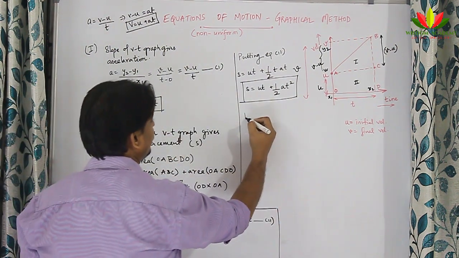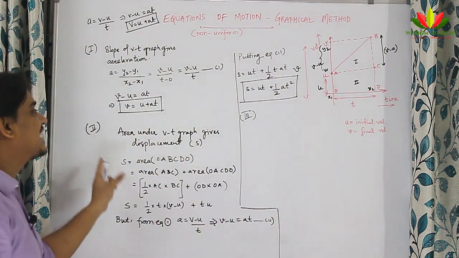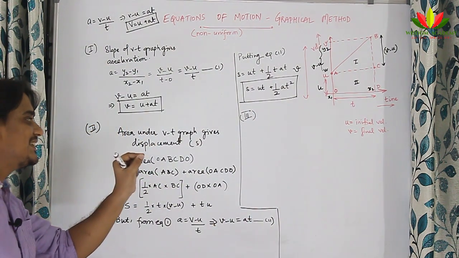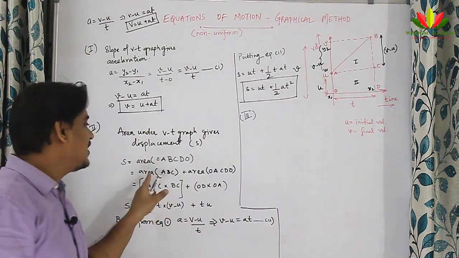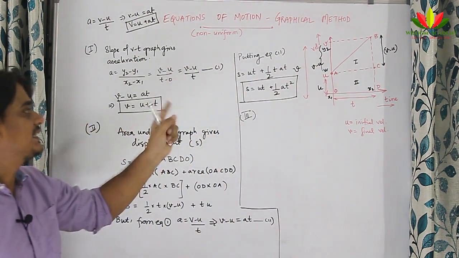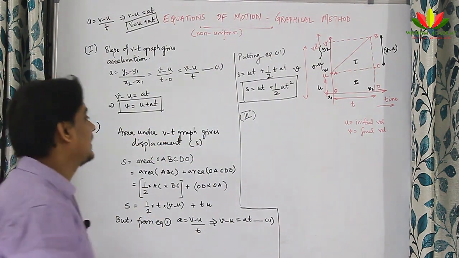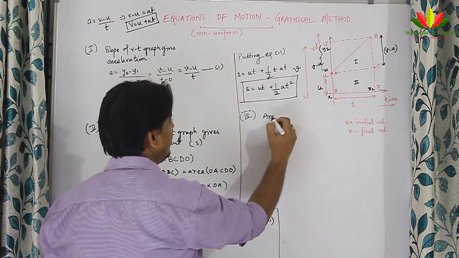Let us see the derivation of the third equation of motion. So for the third equation of motion, I will use the same concept. The difference is, there I took the area of this complete thing as triangle plus rectangle. In the third derivation, I will take the whole area as a trapezium area itself.